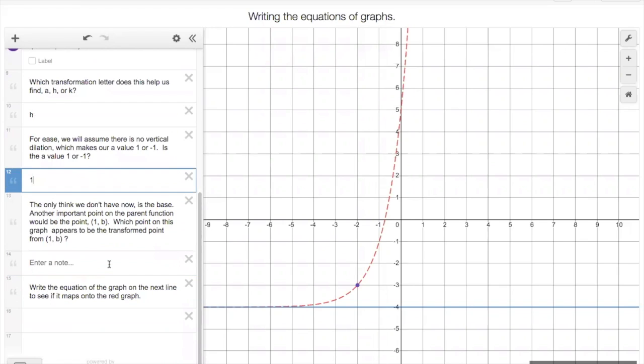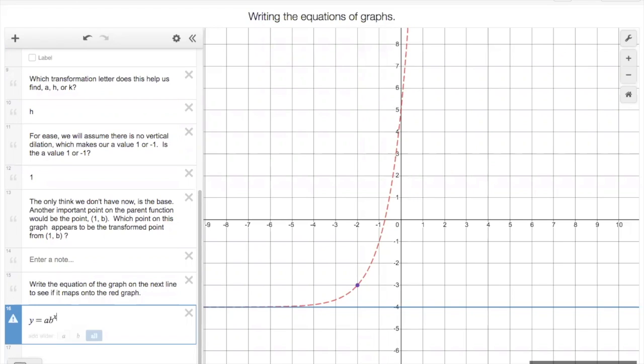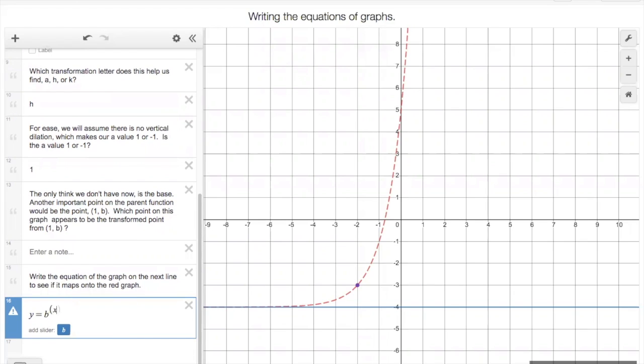And then the last thing I need to do to write my function is I need to know the base of my exponential. As I showed you earlier, I went through a bunch of different possible bases. We just need to determine which one it is. So let's go ahead and write what we know. So we know that it's going to be y equals A times B to the x. Well, we know A is 1, so we can just go ahead and get rid of that because 1 times anything is itself, so we don't need to write it.